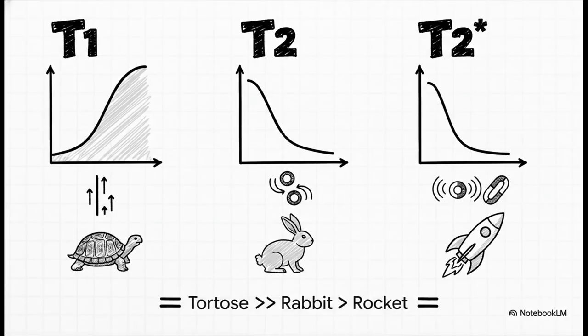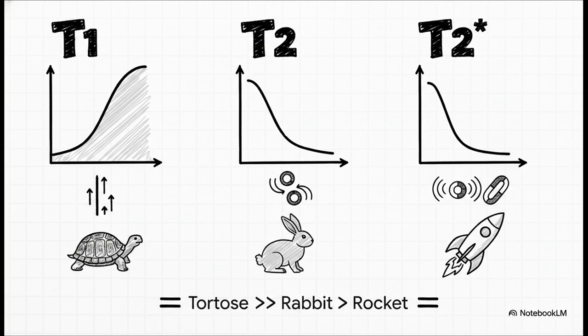So let's wrap it up. We've got the 3 key players in MRI relaxation. T1, the slow and steady tortoise of energy recovery. T2, the speedy rabbit of intrinsic dephasing. And T2 star, the rocket-powered cheetah of the actual observed signal decay.